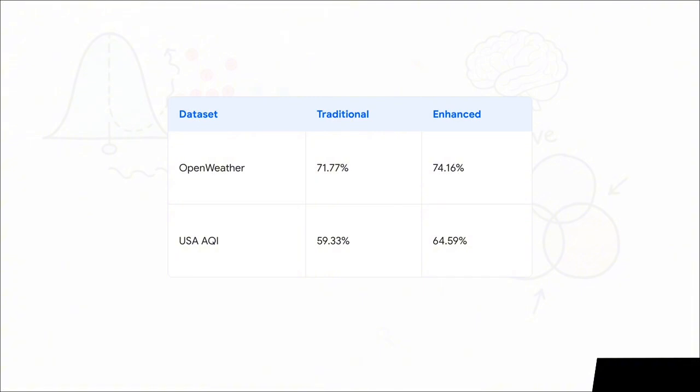But look at the bottom row. The USAAQI dataset is highly complex and has a much higher class imbalance, making it a total minefield for the zero-frequency bug. The traditional model struggled there at 59.33%, but our enhanced model jumped a massive 5.26% to reach almost 65% accuracy. By smoothing out the probability density, the patch proved its worth exactly where the algorithm was most vulnerable.